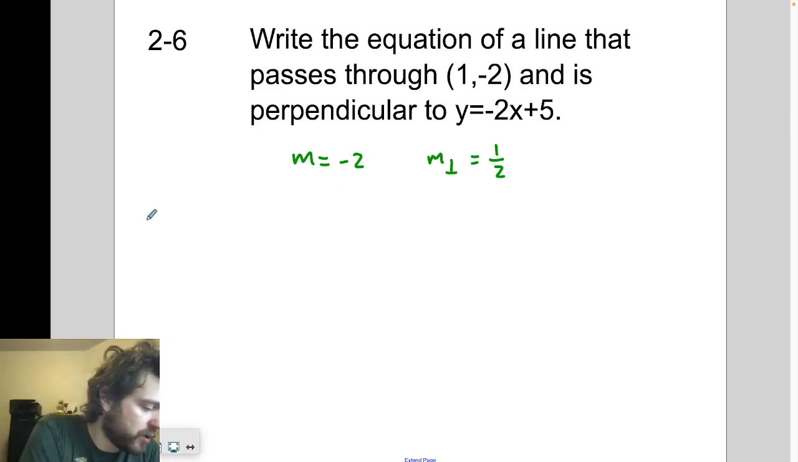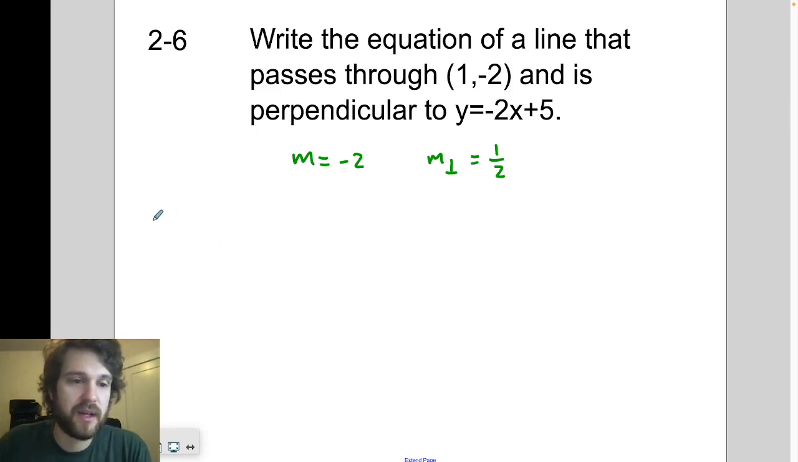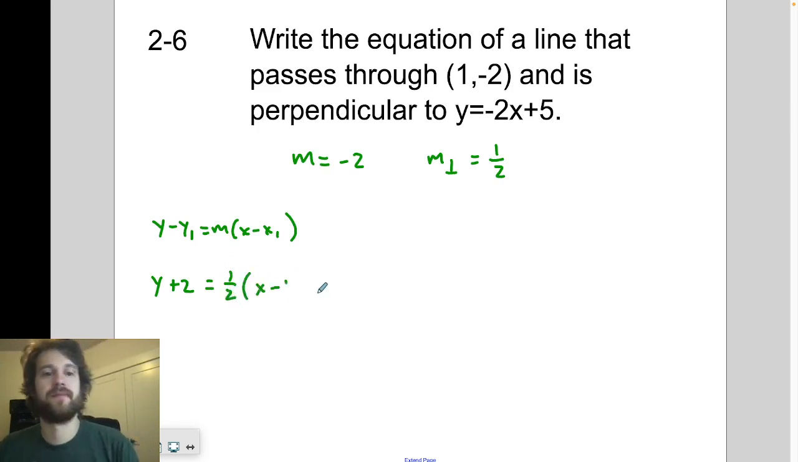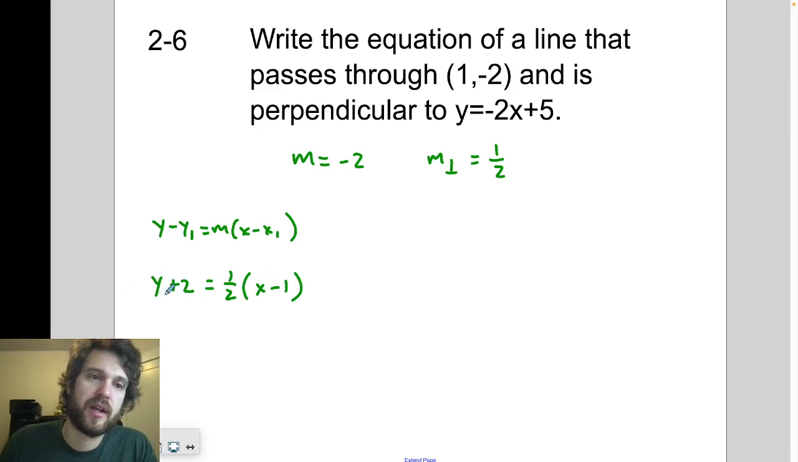If you use point slope, which is y minus y1 equals m times x minus x1, this is going to end up being y plus 2 equals 1/2 times x minus 1. Done. You're done. Write the equation. I didn't say which form it has to be in. You've satisfied everything you need with this answer. This is if you decide to use point slope.